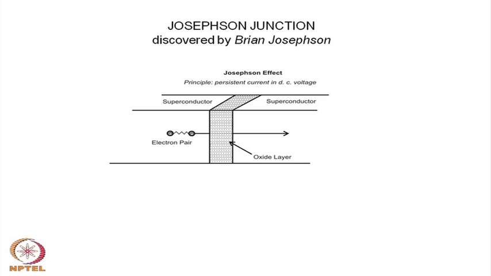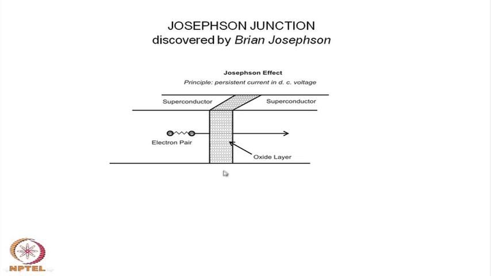So, here also, like SIS devices, semiconductor insulator semiconductor devices, it is also SIS, but here S stands for superconductors. There are two different superconductors separated by an insulating layer, and the charge carriers can go through this insulating layer by a so-called tunneling process, right. So, that is what is called the Josephson junction.